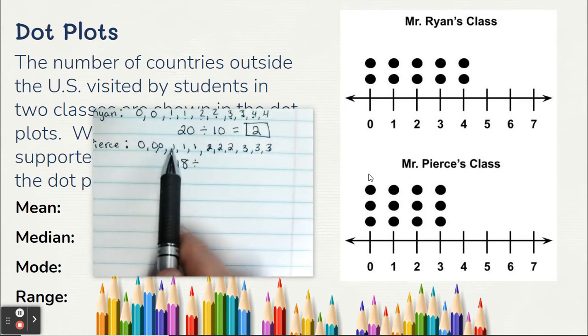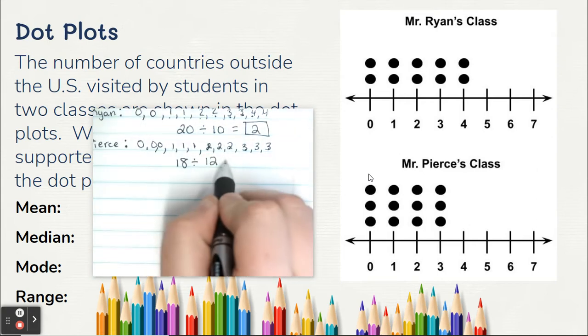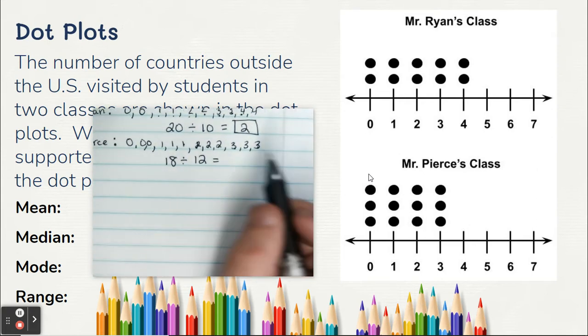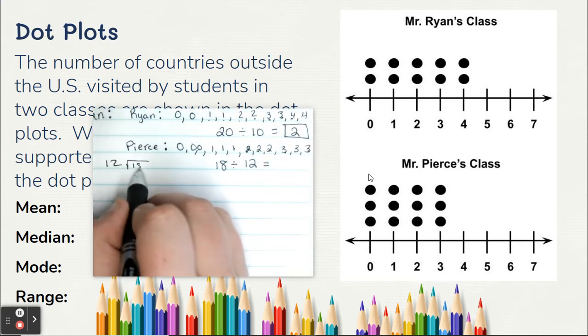Let's count: 1, 2, 3, 4, 5, 6, 7, 8, 9, 10, 11, 12. So 18 divided by 12. That's going to end up being a fraction. Let's look. 12 goes into 18 once.